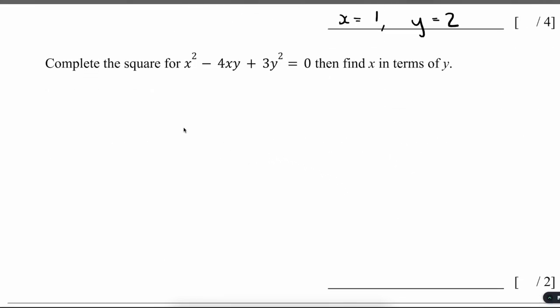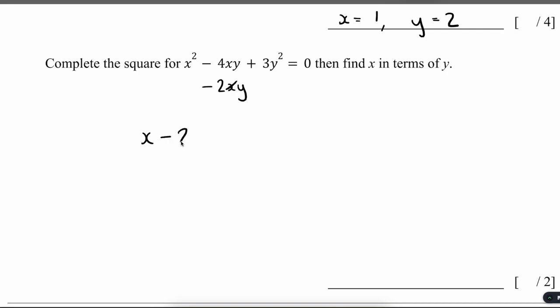Right, this next one here, complete the square for x squared minus 4xy plus 3y squared equals 0. Then find x in terms of y. So this is quite a tricky problem if you're not familiar with completing the square. But with completing the square, you can actually do it with basically any term here. So this one, for example, we've got x squared minus 4xy. If we divide that by 2, we end up with minus 2xy. And if we get rid of the x, we just end up with minus 2y.